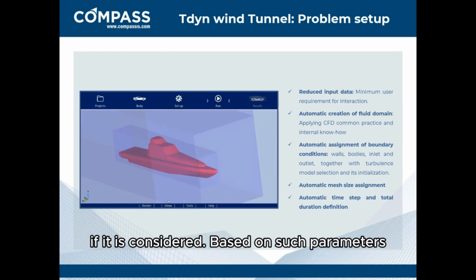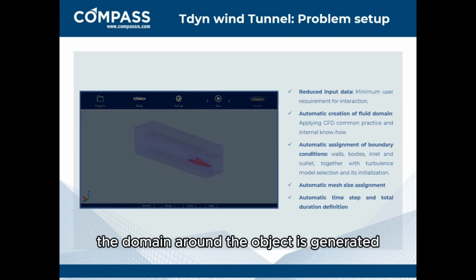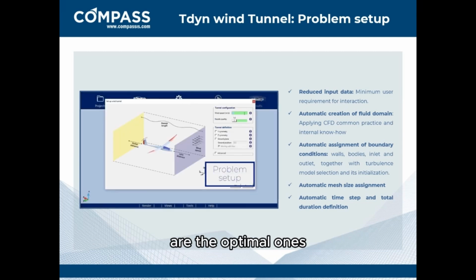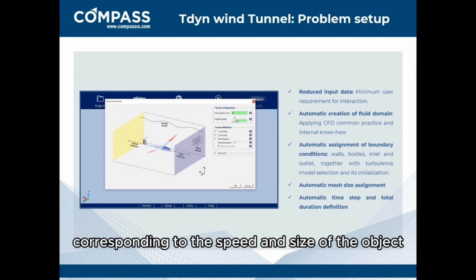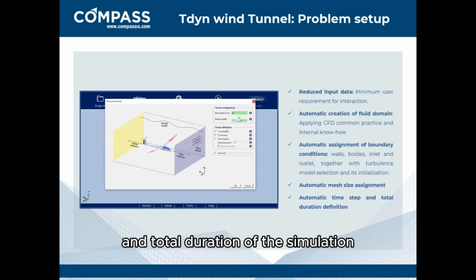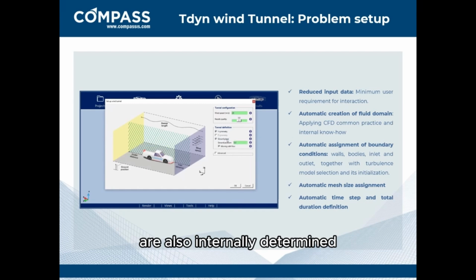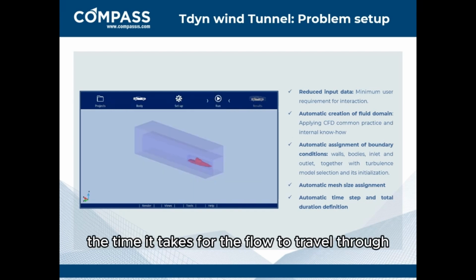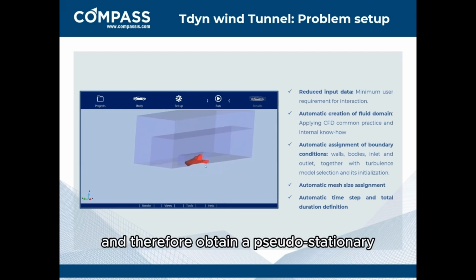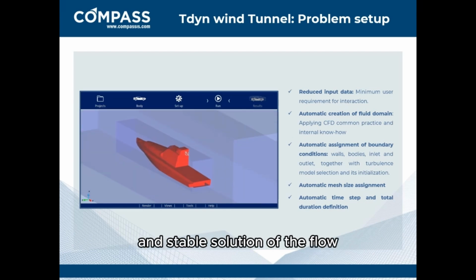Based on such parameters, the domain around the object is generated. The dimensions of both the domain and the subdomains created to refine the mesh around the object are the optimal ones corresponding to the speed and size of the object, and are determined by means of internal algorithms. The time step and total duration of the simulation are also internally determined, upon convergence criteria and assuming that the time it takes for the flow to travel through the entire domain is sufficient to largely overcome any transient effect, and therefore obtain a pseudo-stationary and stable solution of the flow.